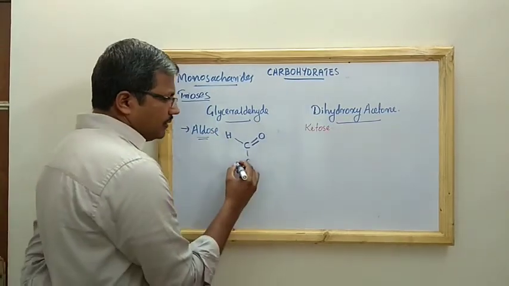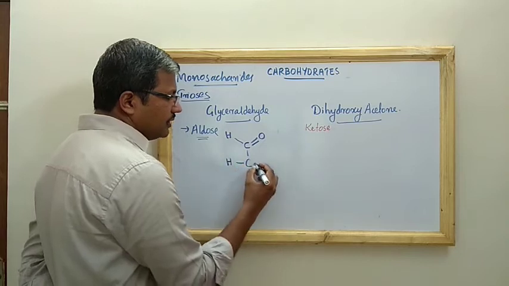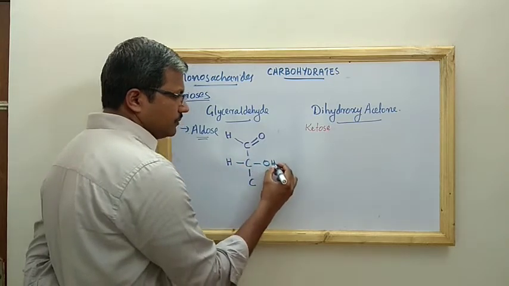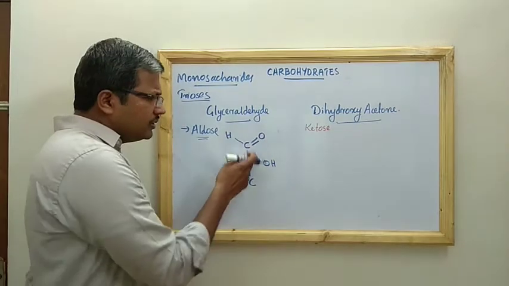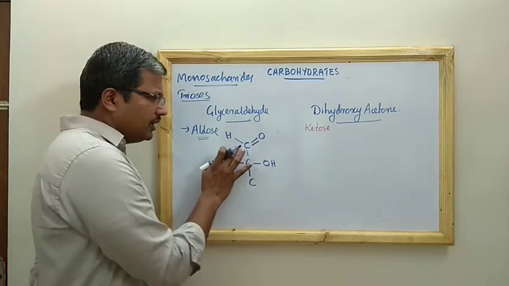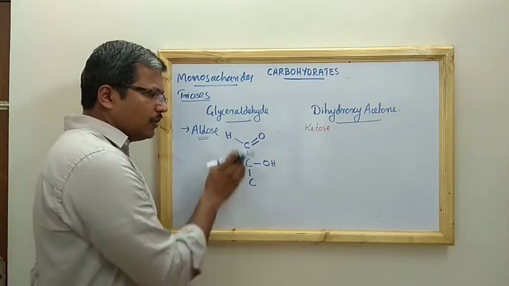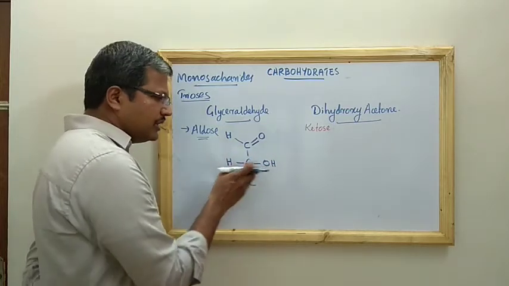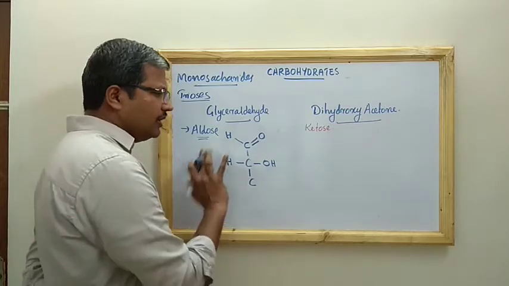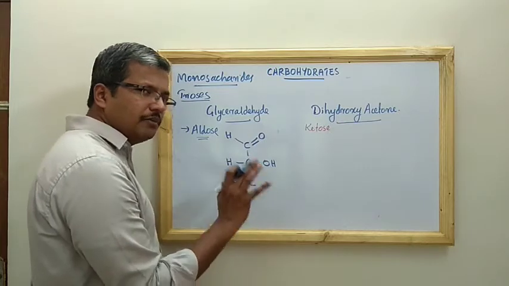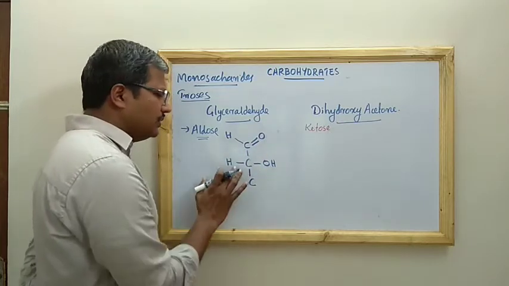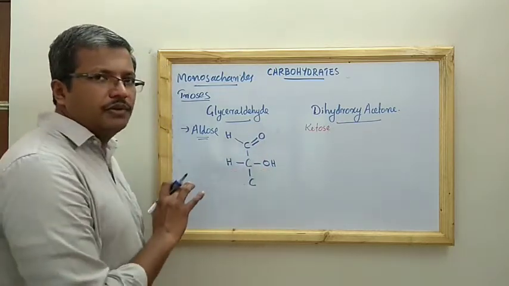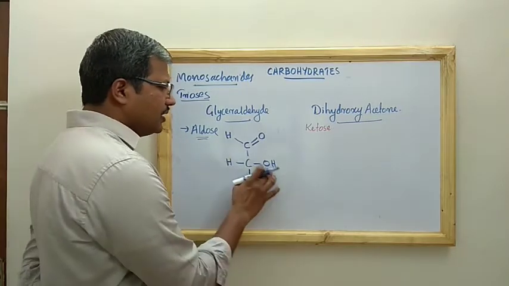Now the second carbon you can just fill with H and OH. Whatever the intermediate carbon is, between the first carbon and the ultimate carbon, it will be H and OH. The OH and H positions will vary, but the remaining two valencies of the carbon in between will always be filled with H and OH. So remember that.